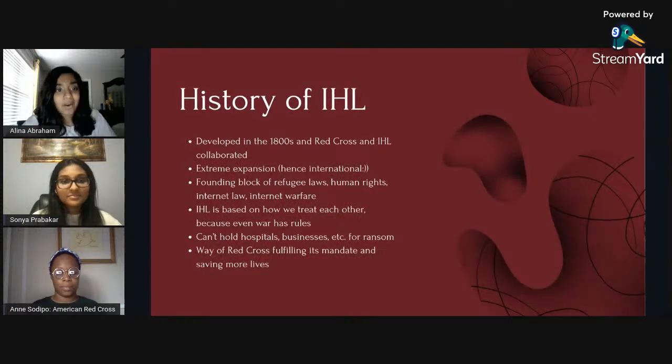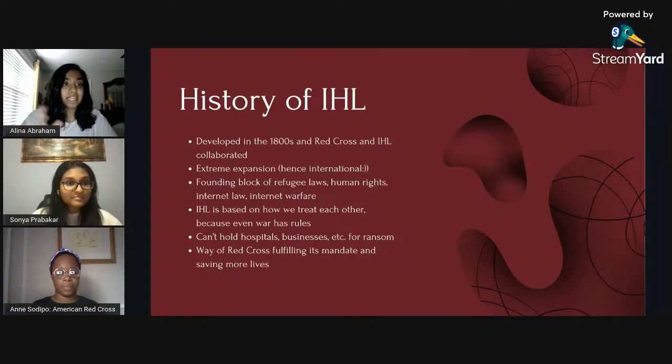So, as for the background and the history of IHL, it all started in the 1800s when Red Cross and IHL decided to come together and collaborate. This is a way for the Red Cross to fulfill its mandate and save more lives. And through all of the wars that have happened throughout history, there was an extreme expansion, hence why it's called international humanitarian law. And this happened not only throughout the 1800s, but all the way up until now, hence the reason why it went from human rights and refugee laws all the way to current internet laws and internet warfare.